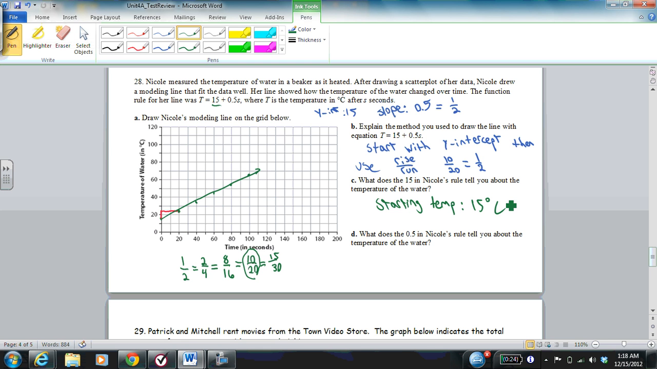And what does the slope tell us? The 0.5. Let's think about units. The y scale is degrees Celsius. X scale is seconds. So change in y over change in x. The slope of 0.5, that's in degrees Celsius per second. So that means the temperature increases 0.5 degrees Celsius every 1 second.